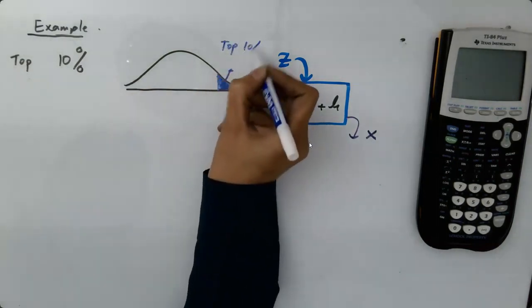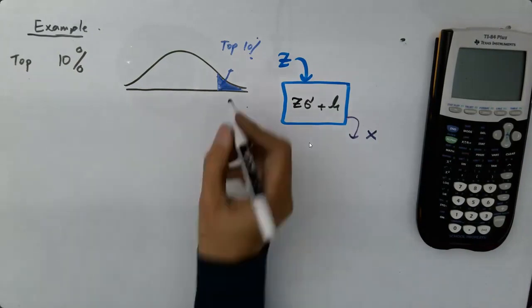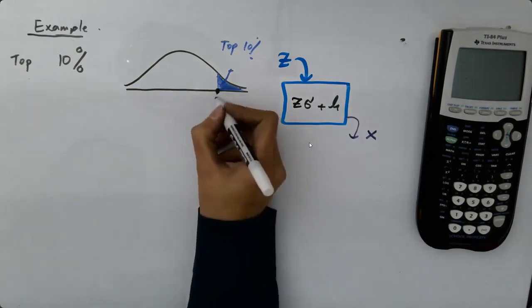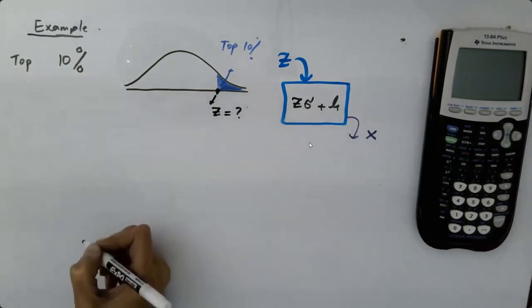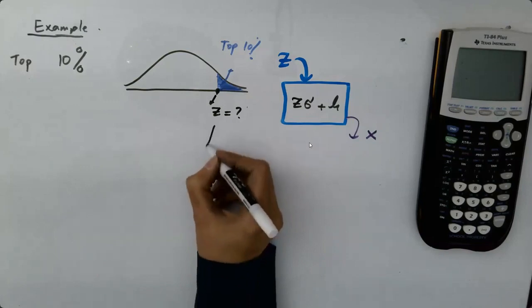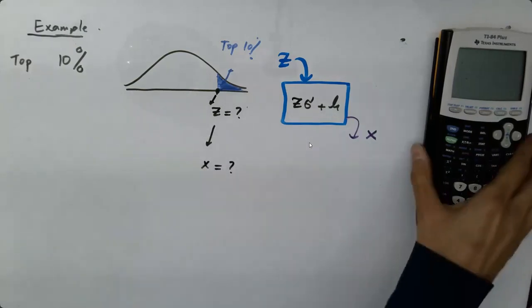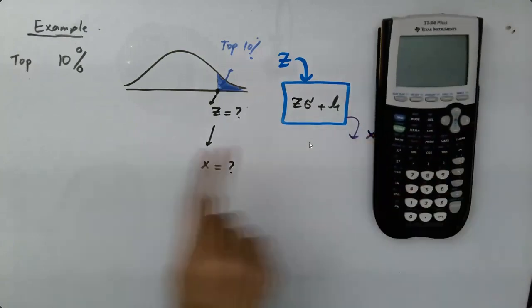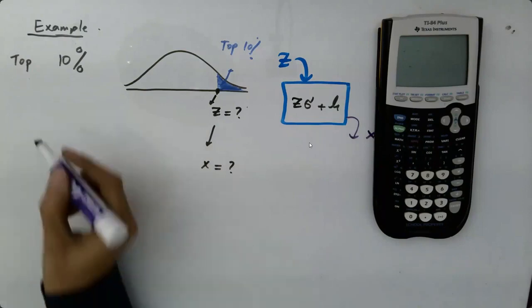Top 10%. Okay, so what is the Z value for top 10%? What is this Z? So first we need to find Z, then we're going to find our X value. Okay, let's use our calculator. To find Z, you're going to use your inverse norm.